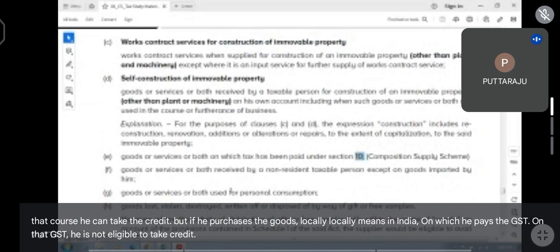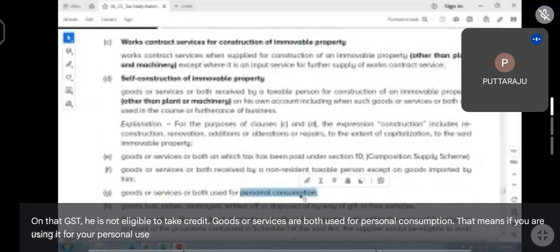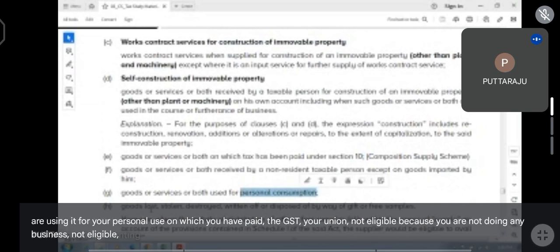Goods or services used for personal consumption. That means if you are using it for your personal use, on which you have paid the GST, you are anyhow not eligible because you are not doing any business. Not eligible. This one is important.